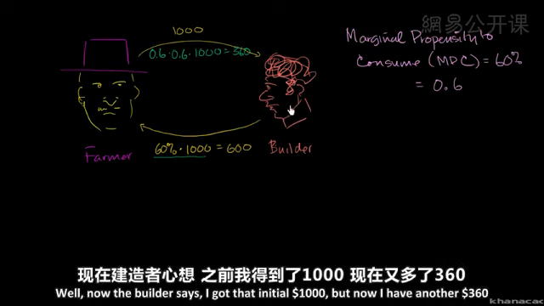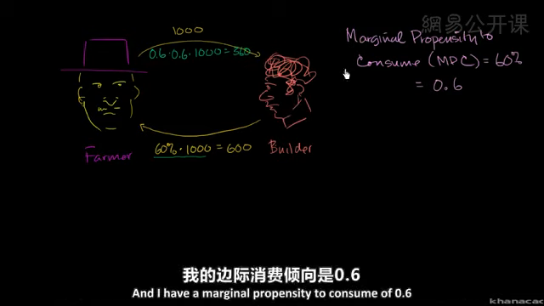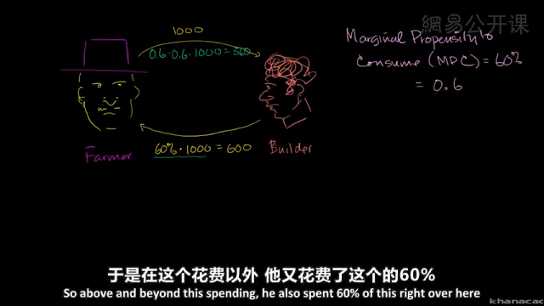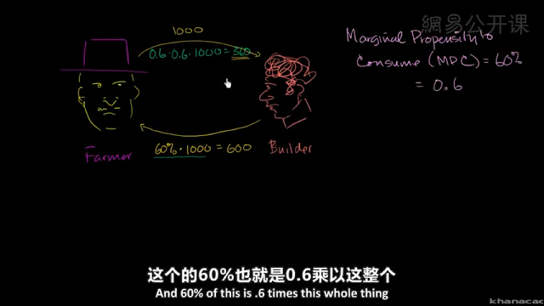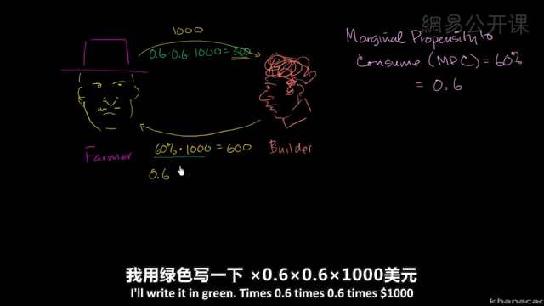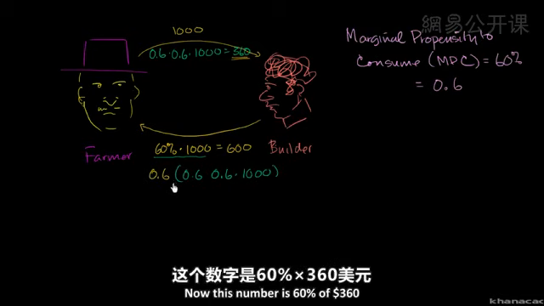$360. Well, now the builder says, I got that initial $1,000, I spent $600 of that, but now I got another $360, and I have a marginal propensity to consume of 0.6. So I'm going to spend 60% of that. Above and beyond this spending, he also spends 60% of this right over here. And 60% of this is 0.6 times this whole thing. So he's going to spend 0.6 times 0.6 times 0.6 times $1,000. Now, I don't know what 60% of $360 is.